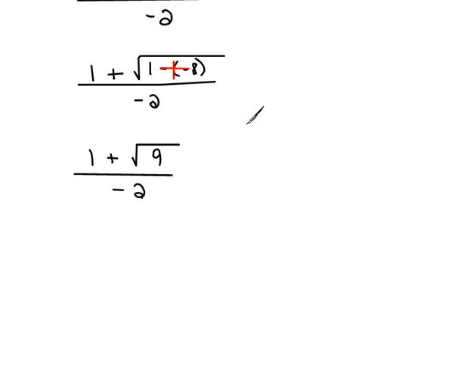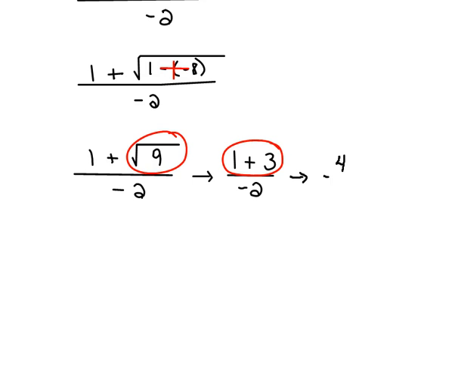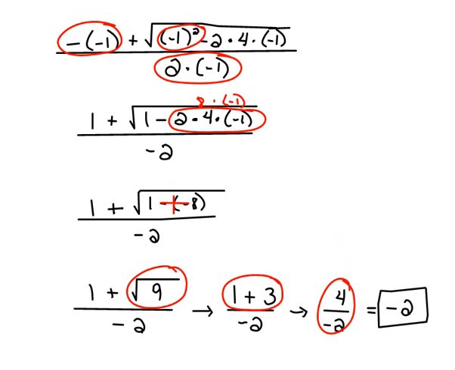Now we can clean up this square root, because we know what the square root of 9 is. This would be 1 plus, the square root of 9 is 3, all over negative 2. Now we can do our addition here in the numerator to give us 4 over negative 2. And now we can go ahead and do our final step, which says 4 divided by negative 2 is negative 2. The key to working this original problem is to do one step at a time.